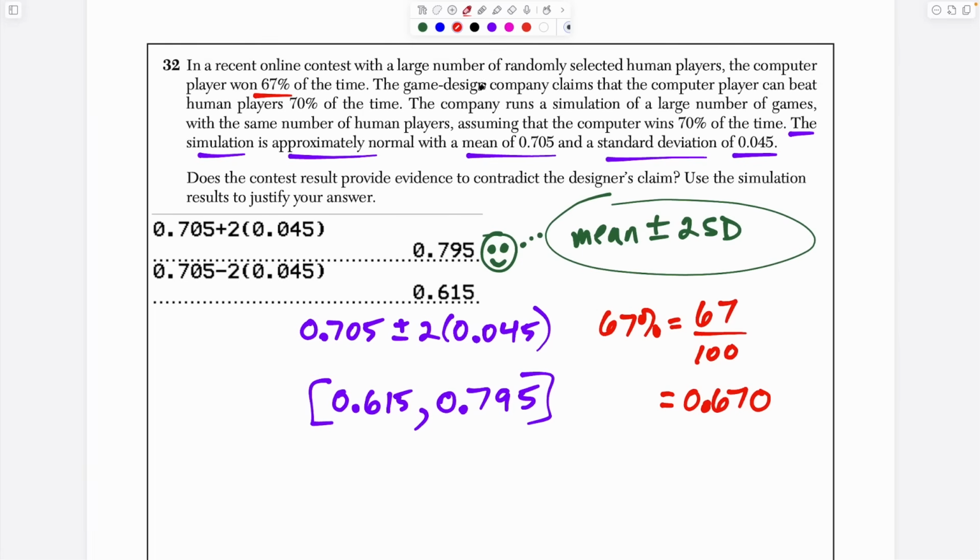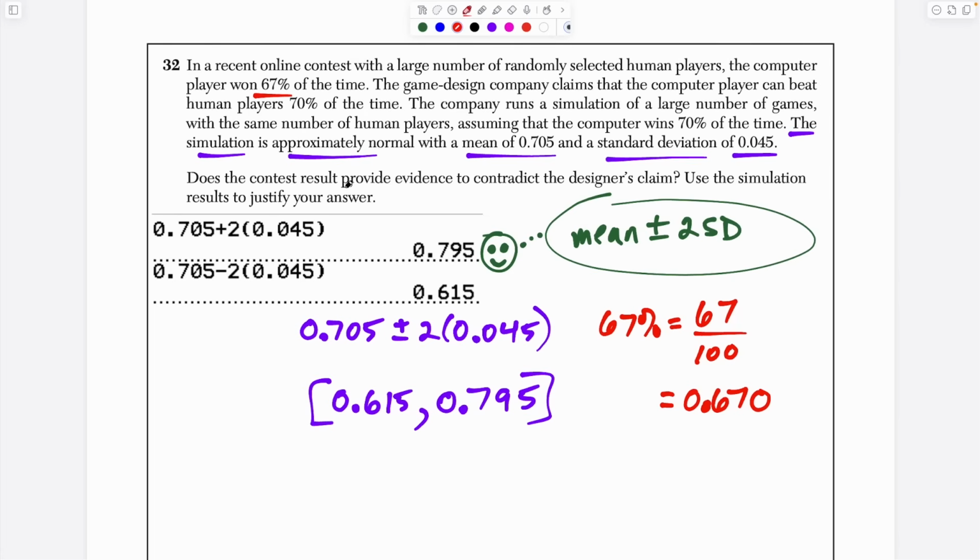So now I just read the question one more time, or skim through it, to see what's going on here. The game design company claims that the computer player can beat humans 70% of the time. And then they ran their simulation. And when they actually did the recent online contest, the computer player won 67% of the time. So this claim is reasonable, because the 67% falls within this middle 95%. So this outcome is reasonable based on what the simulation is saying.